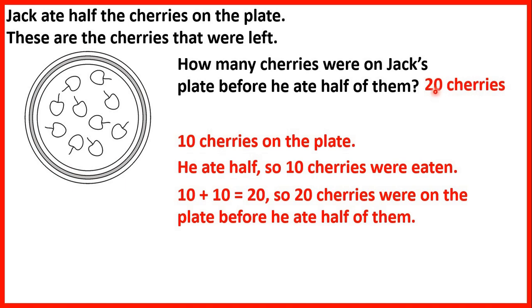Then he ate half, and half of 20, or 20 divided by 2, is 10. So he ate 10 cherries, and that's why we have 10 cherries left on the plate. Because if he started with 20 and ate 10, that means that 10 cherries will be left, and we have 10 cherries on the plate here.